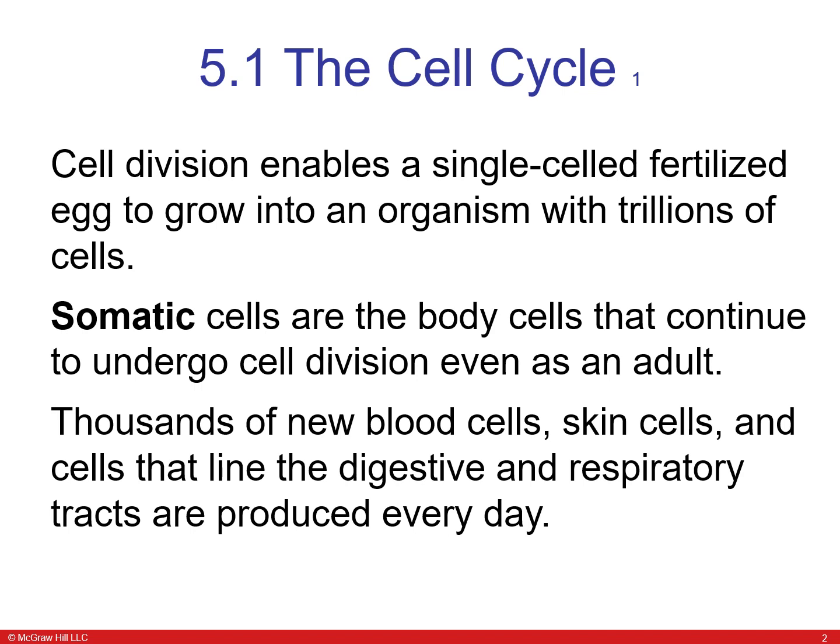Cell division enables a single-celled fertilized egg to grow into an organism with trillions of cells. Very important, somatic cells are the body cells that continue to undergo cell division even as an adult. These include blood cells, skin cells, and cells of the tracts that line the digestive system and respiratory tracts, and they are produced every day in life.